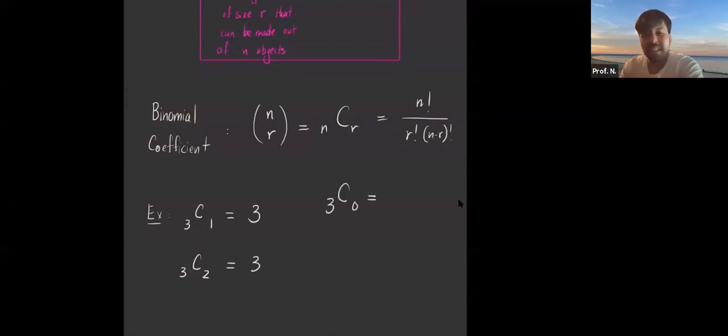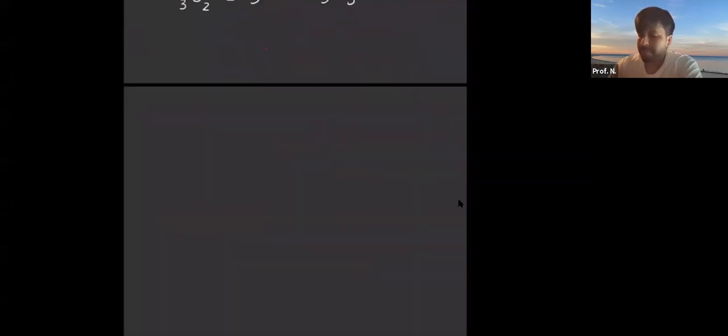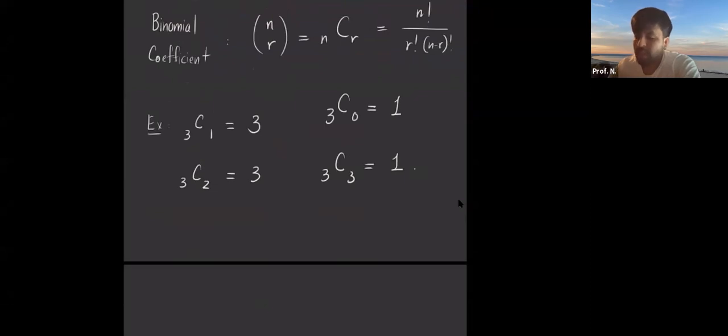How many ways can I select nothing out of three things? How many ways can I select a group? Yeah, exactly. It's one way. And then how many groups of size three can be made out of three things? Well, I have three things. I can only choose three things. So there's only one way to do that. So these are all binomial coefficients.